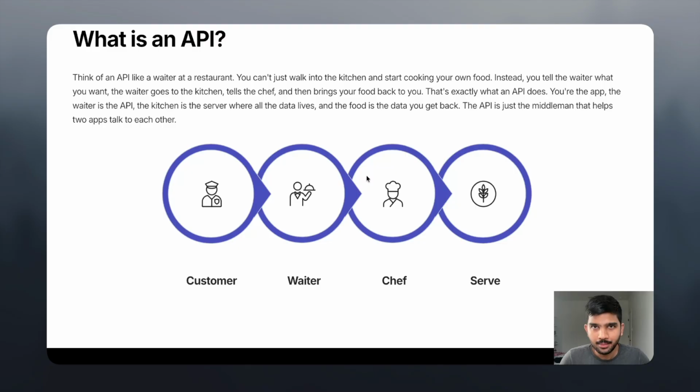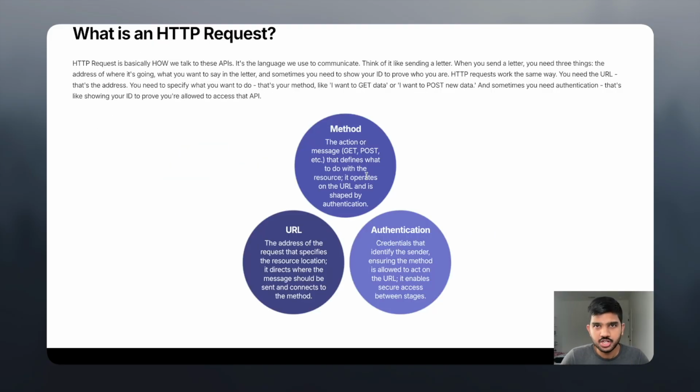Here, you are the app, the waiter is the API, the kitchen is the server, and the food is the data. So basically, the API is the middleman that helps two apps talk to each other. Now comes the HTTP request. It is basically how we talk to these APIs.